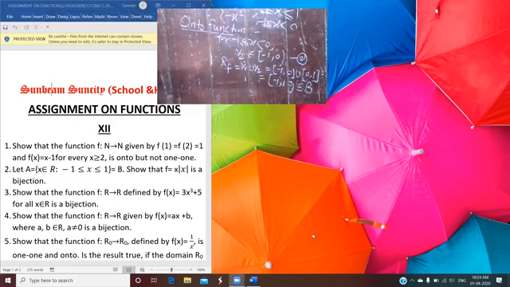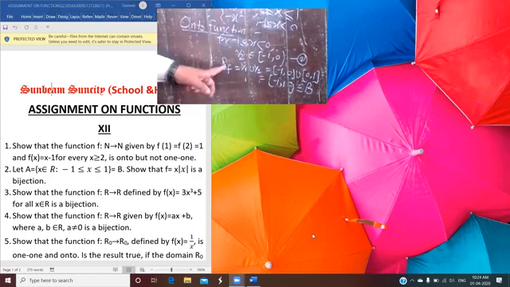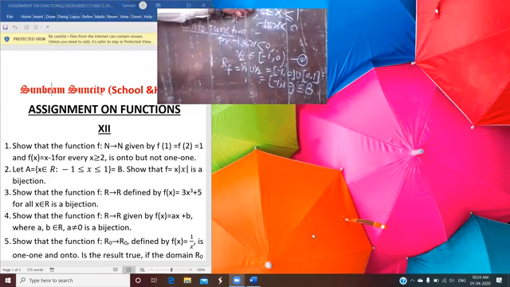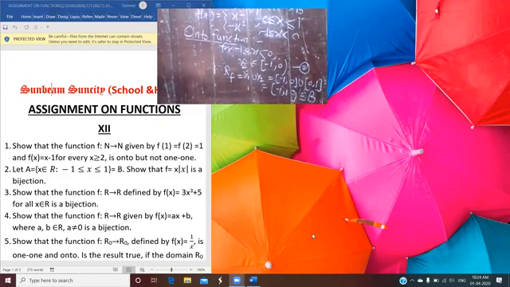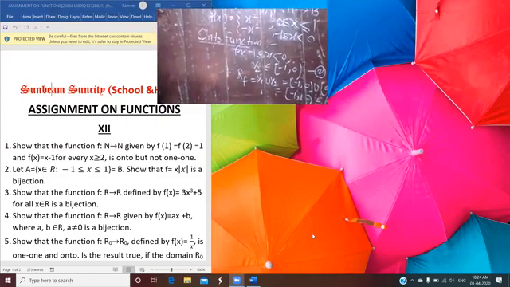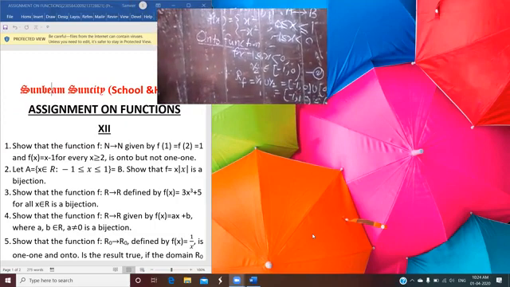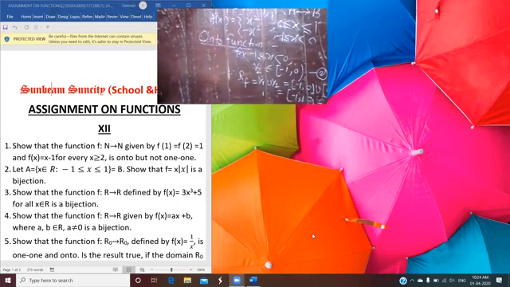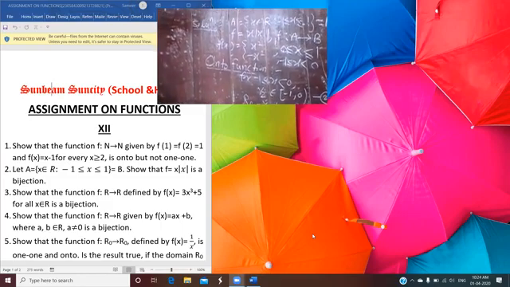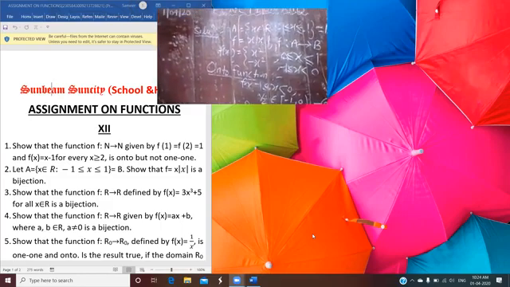Which is the codomain of f. So here you see that for the given function, the range of f is also equal to B, which is the codomain of f. So hence f is an onto function. f is an onto function in this way. Hence it is bijective.